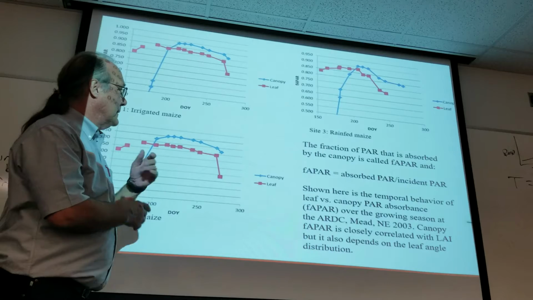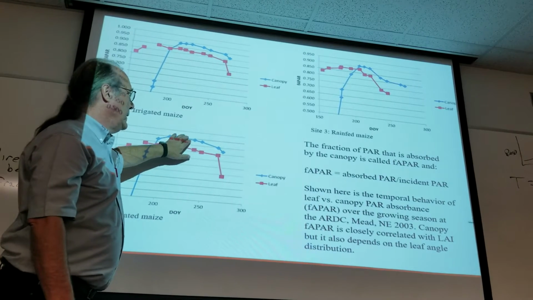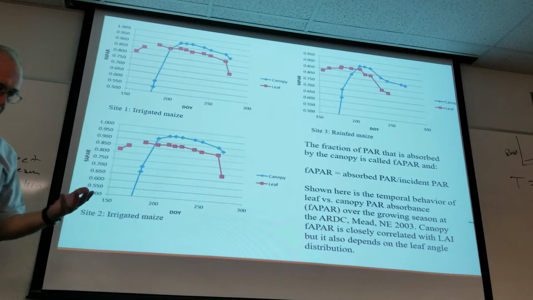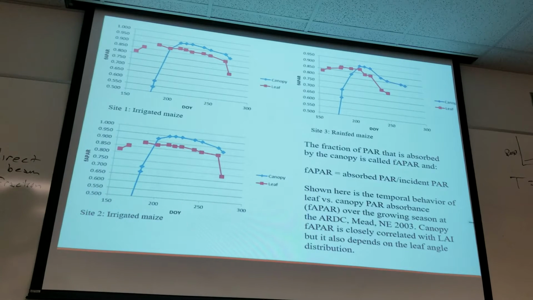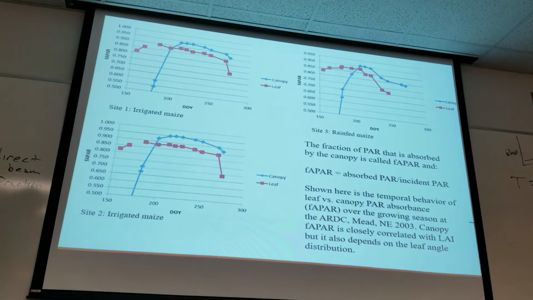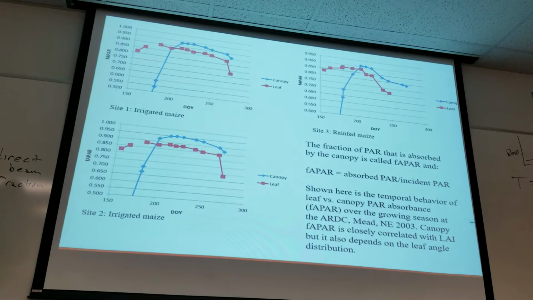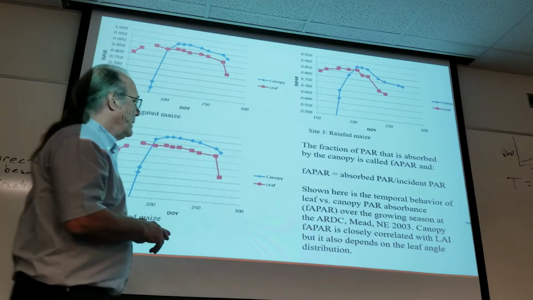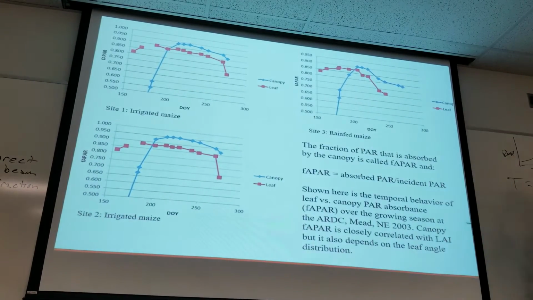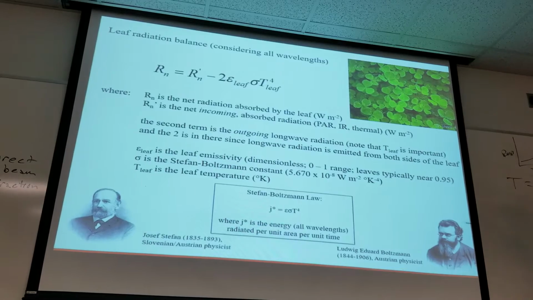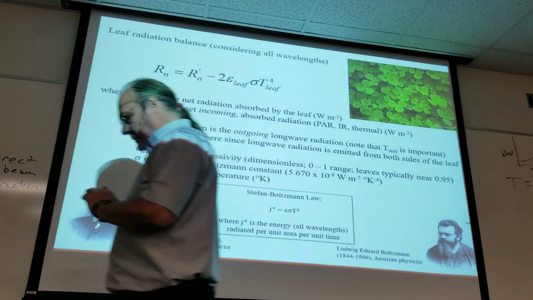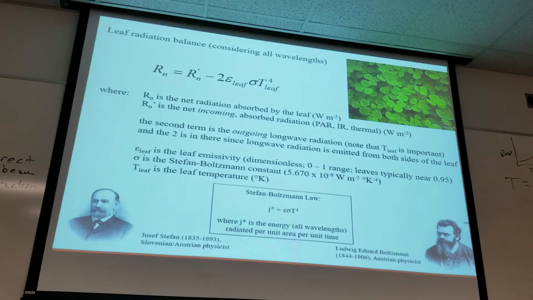Without getting into a lot of details, the canopy absorption is related to the canopy architecture, the leaf area index, how much leaf area is in the canopy, and the distribution of those leaves in the canopy, leaf angle distribution. But let's leave it there. Okay, anyway, let's go back to leaf energy balance, and starting first with leaf radiation balance.